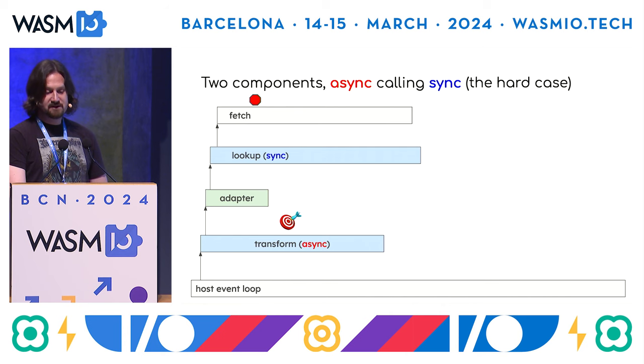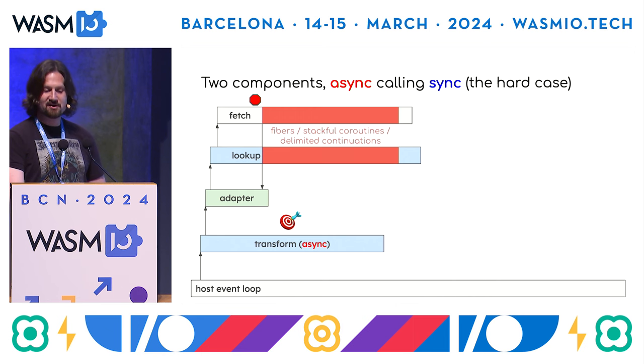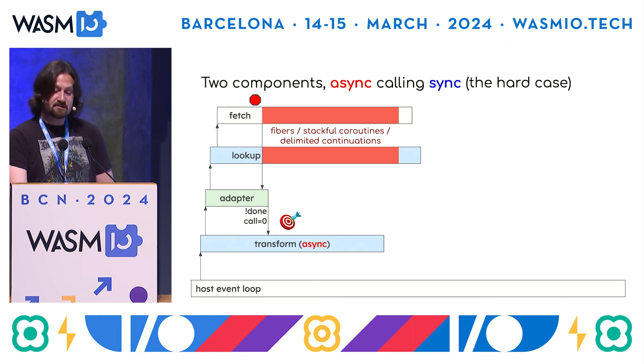So we use low-level VM trickery to suspend the synchronous callee stack up to the adapter. And this technique is variously called fibers or stackful coroutines or delimited continuations. But whatever you call it, the stack gets bottled up by the adapter and then returned as a normal async call to the async caller, who can keep running. So is that it? Is the job done?